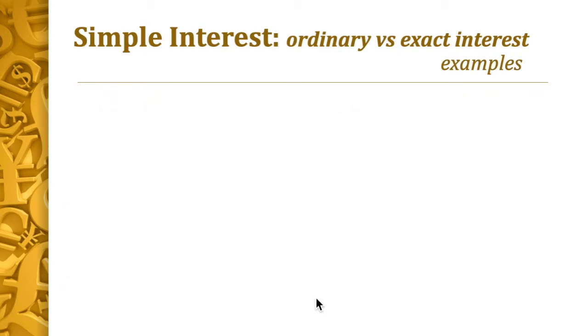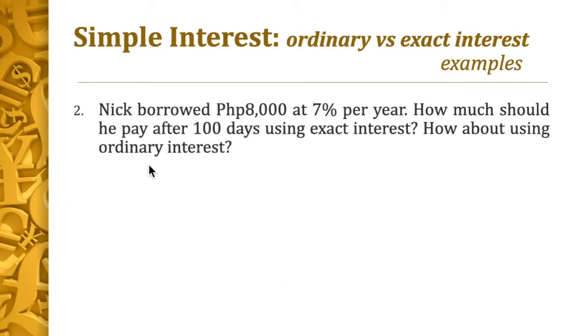Okay, so next example, we have it here. Nick borrowed 8,000 pesos at 7% interest per year. How much should he pay after 100 days using exact interest? How about using ordinary interest? So maybe you can pause the video. I think it's your time to shine. Pause the video and try to answer using the given required solution method. Go.